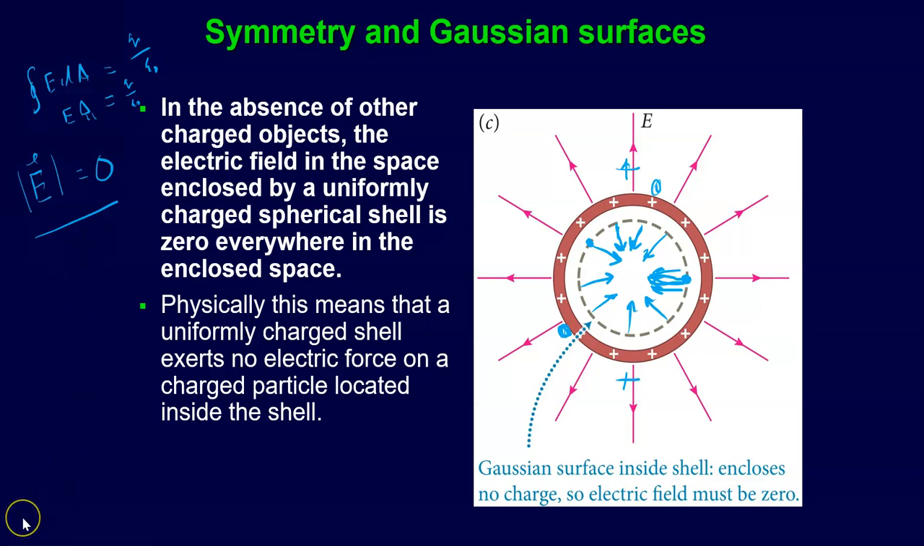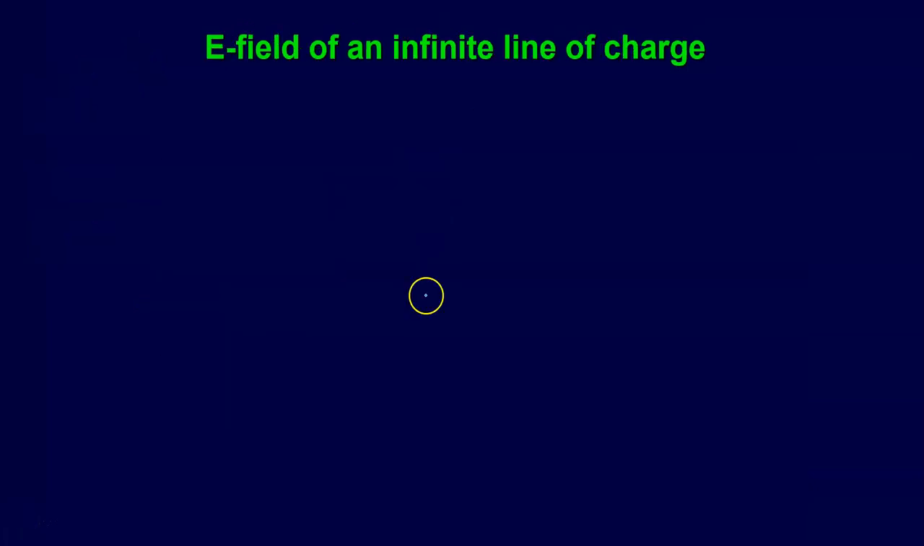So let's move on now to a new example. The last example we'll do today is the E field from an infinite line of charge.